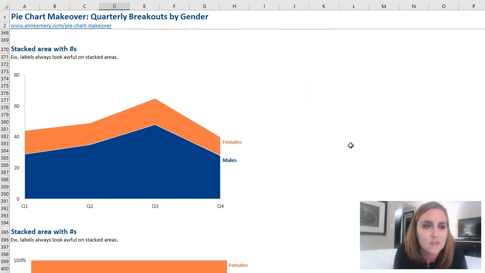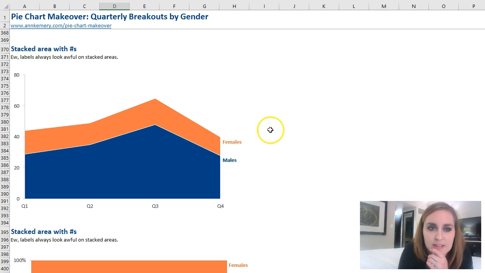Here's another option, also not my favorite. It's a stacked area chart. So it's a line chart with shading underneath. It's stacked. Part to whole pattern over time, stacked area chart. These are really hard to fit labels on. They look really funny if you were to put a number here or a number here.